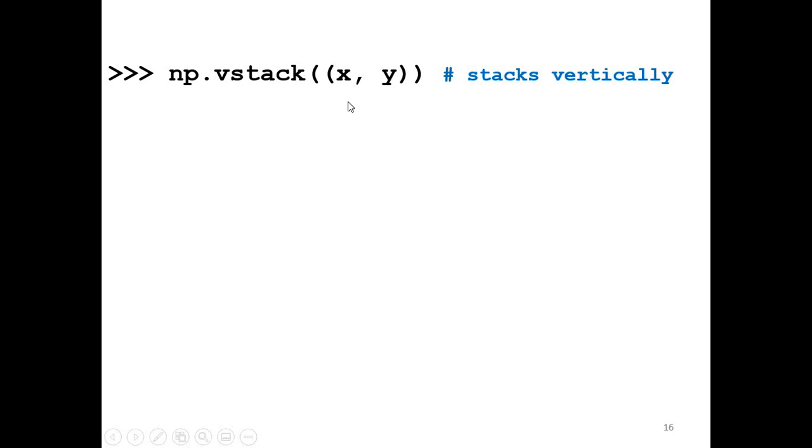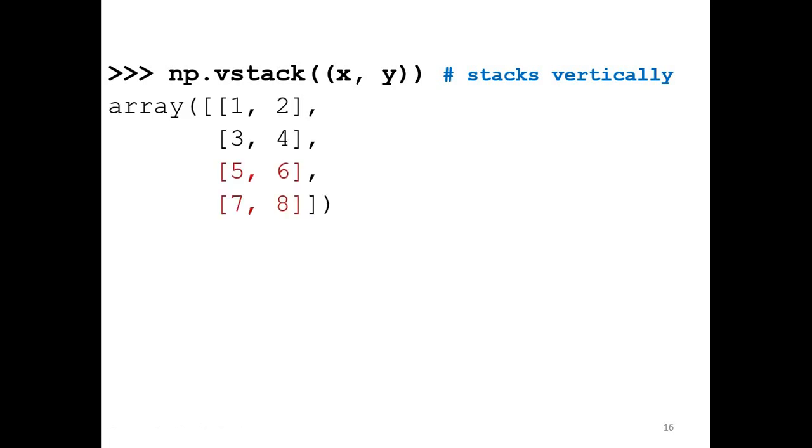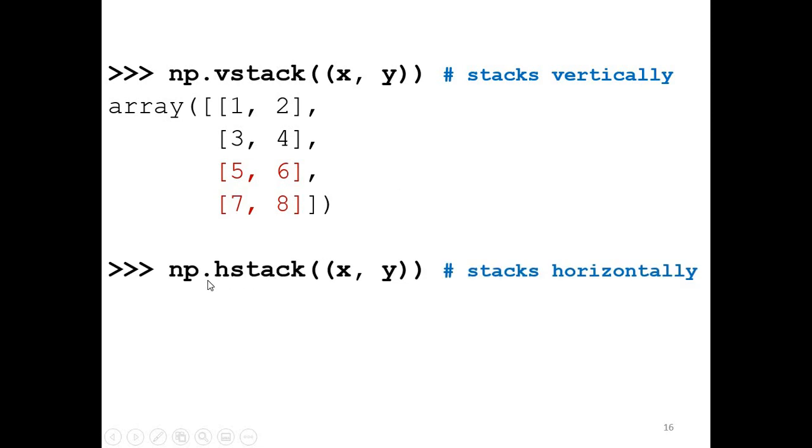It stacks vertically. So if you write vstack x comma y, you have vstack and hstack. I'll show you both. Ordinary stack with axis equal to 0 is like vstack, giving 1 2 3 4 and 5 6 7 8. But if you write np.hstack x comma y, you need not refer to the axis, because it is automatically telling you that this is the vertical direction and this is the horizontal direction. Now you see this is what you could imagine.